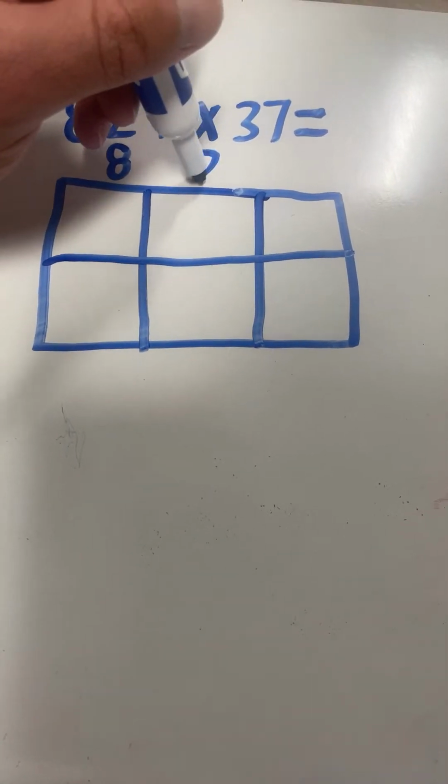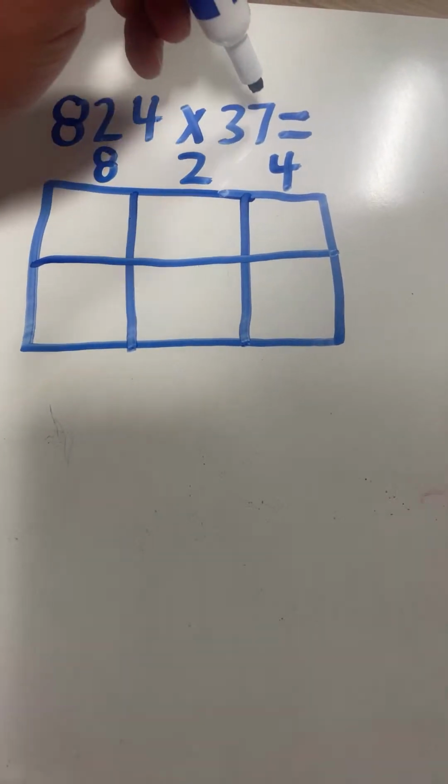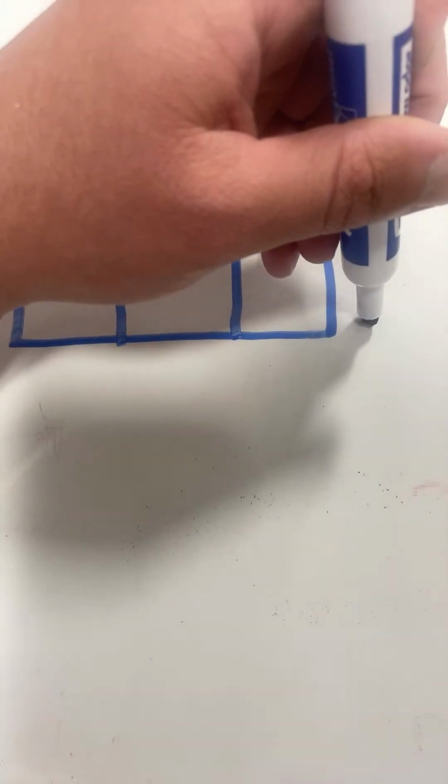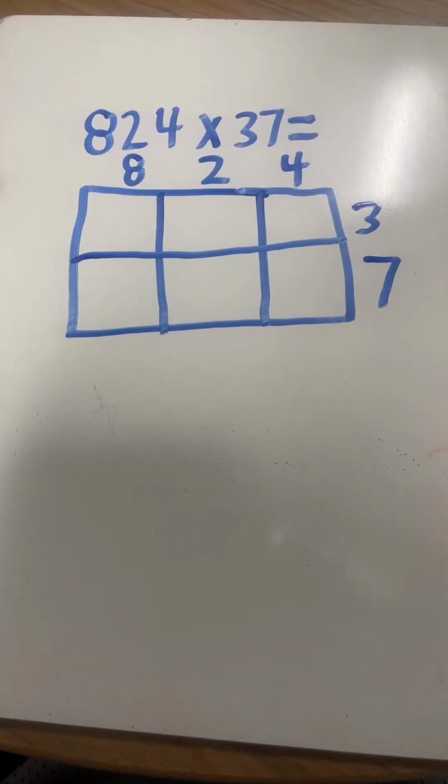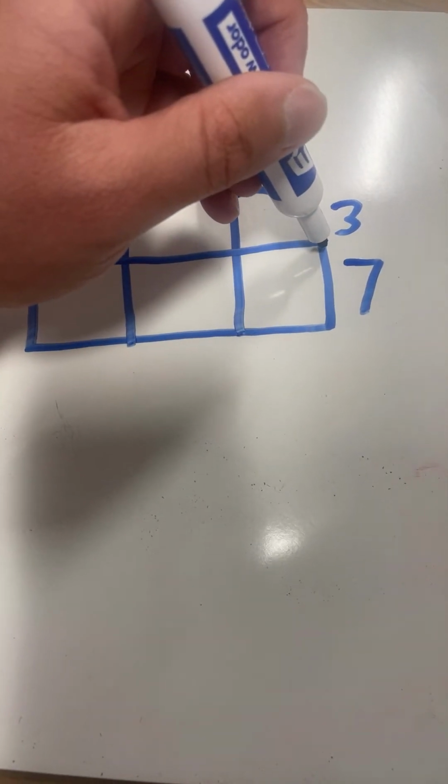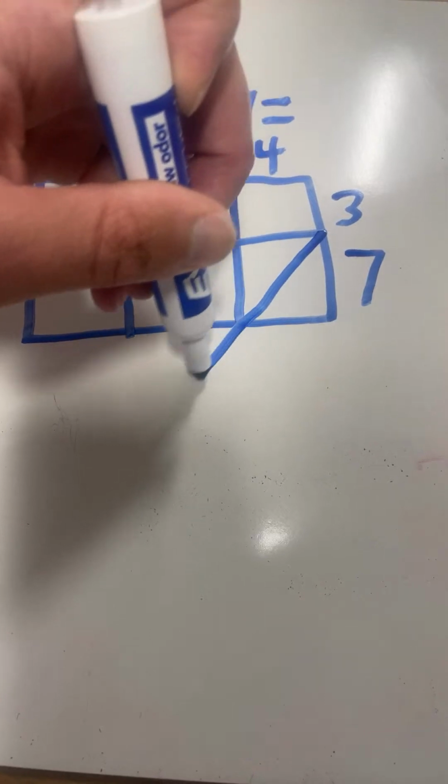So 824 along the top, then 37 I'm going to put along the side here. One last thing before I start the math, I'm going to draw a line across each of the squares.